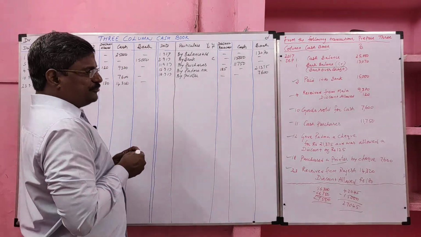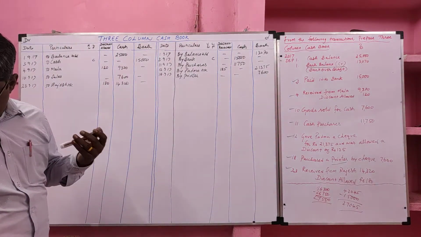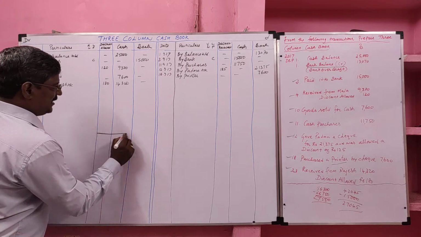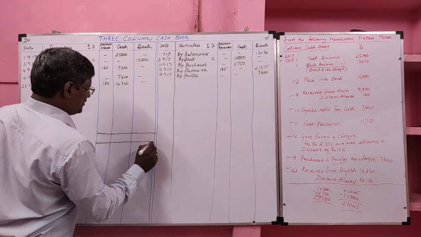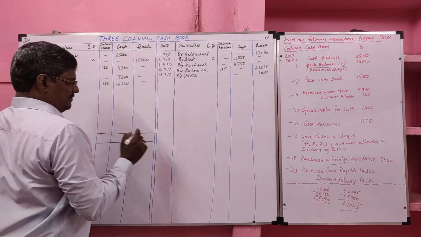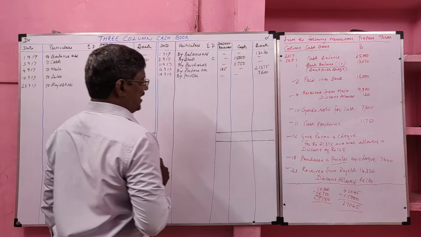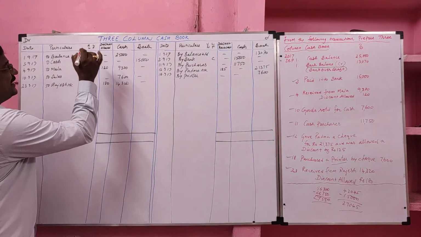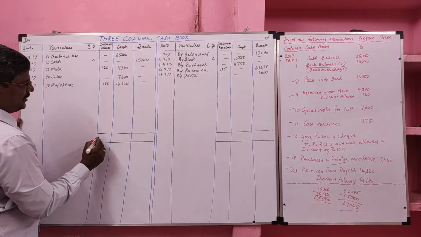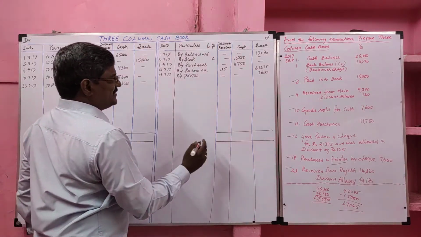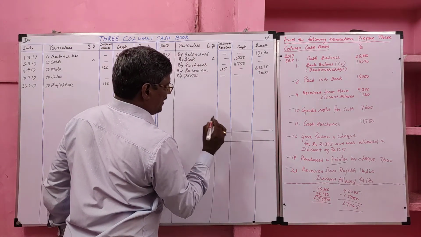Now we are going to balance. Here we have three columns, namely discount, cash and bank. As I said earlier, the discount column should be totaled. It should not be balanced. Debit side total 300, credit side total 125.